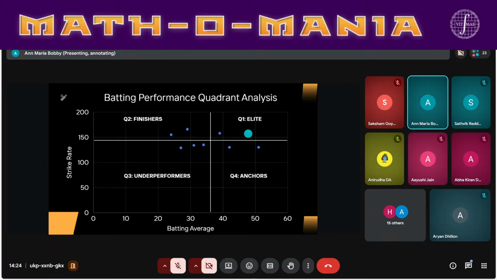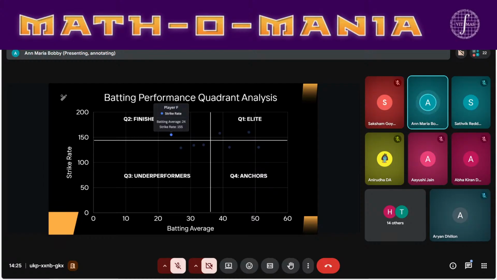So let's see. Here we have player A with a good batting average of 48 and a good strike rate of 160. And player G also has a batting average of 39 and a strike rate of 158. Next comes quadrant two with the so-called finishers, the people who have a good strike rate but a very low batting average. Here we can see player C has a batting average of 29 and a strike rate of 166, and player F has a batting average of 24 and a strike rate of 155.